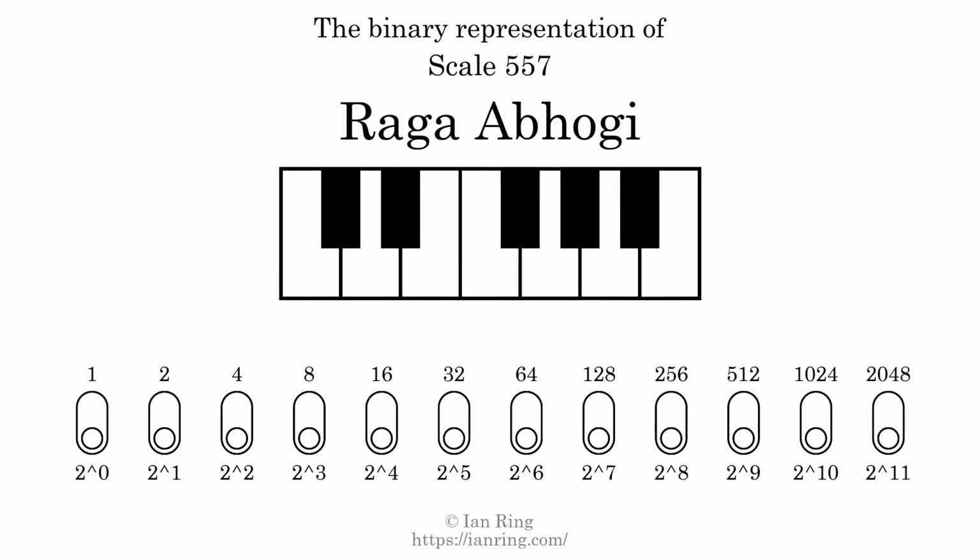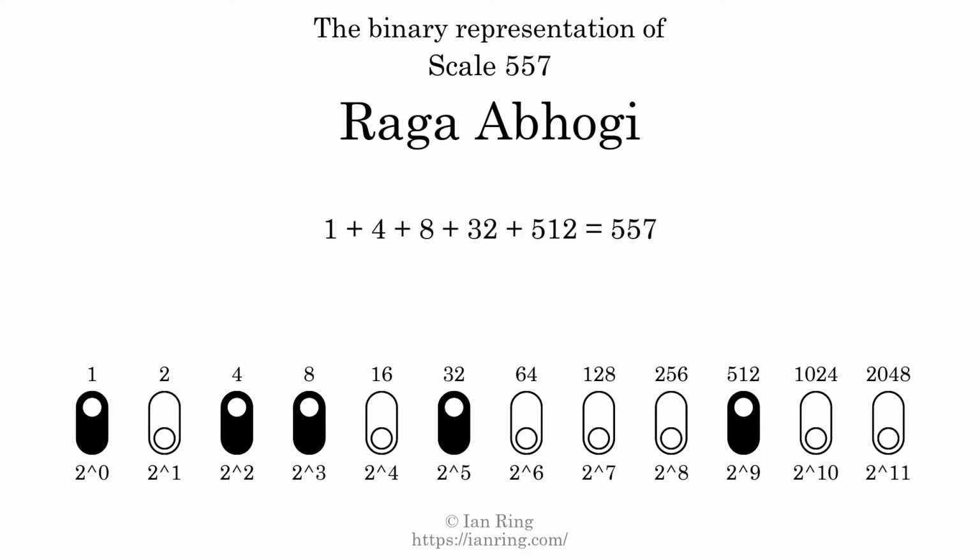The binary representation of this scale is determined by mapping tones of the scale to binary digits. Each binary digit represents a power of 2. To get the scale number, we add the powers of 2 together. The powers of 2 that are present in the scale, all added together, equals 557. That is why the scale number, in decimal, is 557.